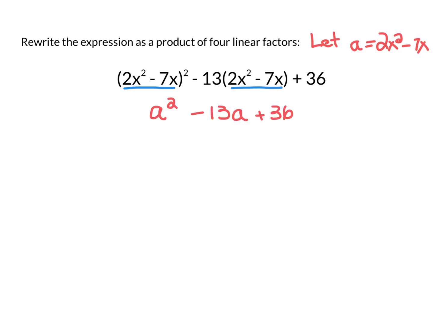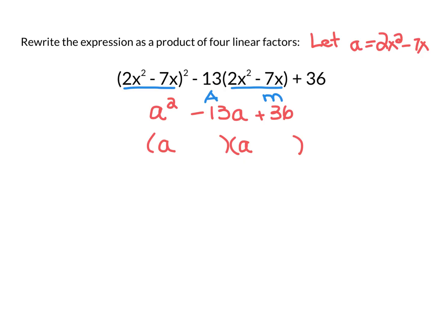Okay, so let's factor this. This is a trinomial, right? So we're going to set up 2 sets of parentheses. Since this is an a squared, we're going to put an a and an a. And we need to come up with 2 numbers that add to negative 13 and that multiply to positive 36. So negative 9 and negative 4.